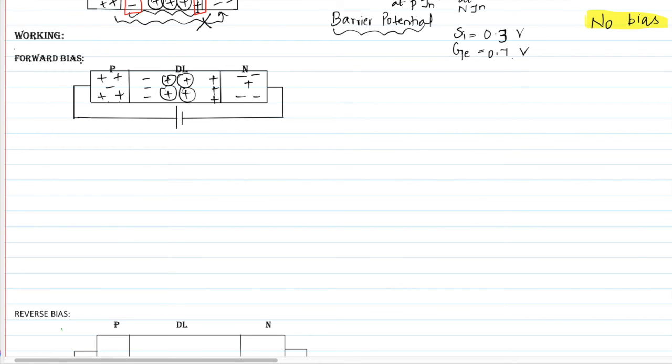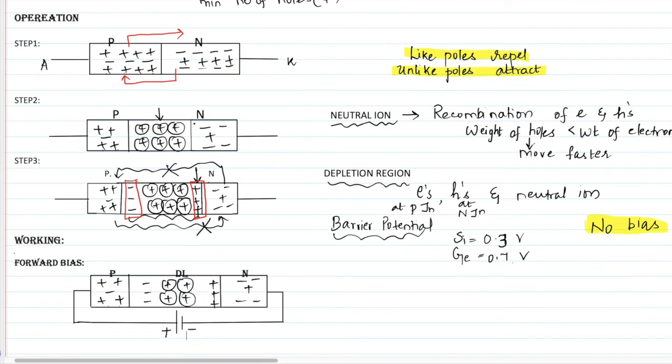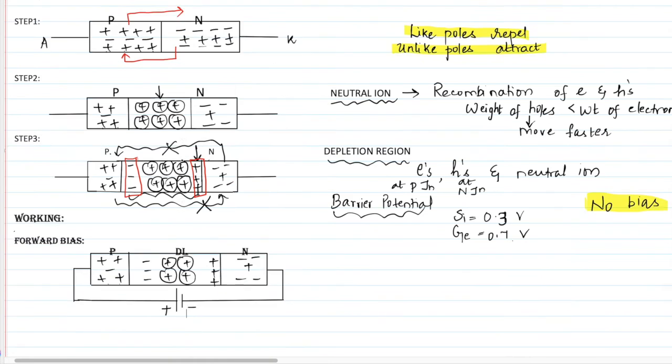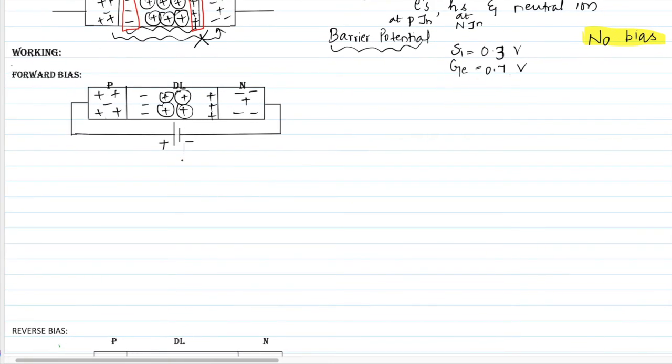Now what is this forward bias? Forward bias is that the P layer is connected to the positive of the battery and the N layer is connected to the negative of the battery. In the previous steps, I called it the no bias condition because we were not applying any external voltage. Now we are applying an external voltage in two ways: one is forward bias, next is reverse bias. I will explain that later. First I will go to forward bias.